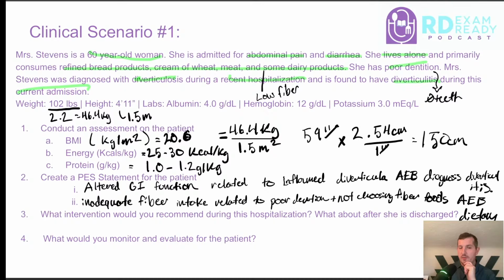What I would monitor and evaluate is firstly her intake, especially if I am using inadequate fiber intake as my PES statement. Guess what I'm going to monitor and evaluate? Her fiber intake. Make sure she's eating enough, right? Whether she's sticking to the diet, if she's eating fiber rich foods. I could always check her anthropometrics to ensure that she is maintaining her weight if I was concerned about that. I could also ask her about her symptoms, just how she's doing with the diet itself, right? So, are you having constipation? Are you having diarrhea? Are you staying regular? Those types of things I can talk to her about.